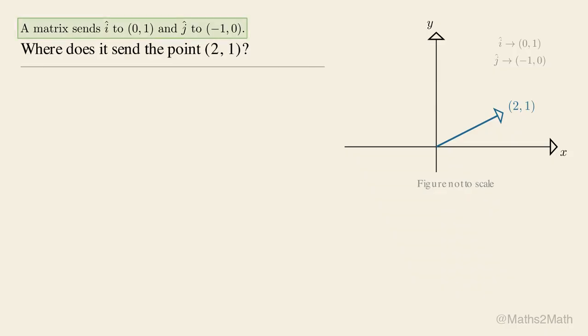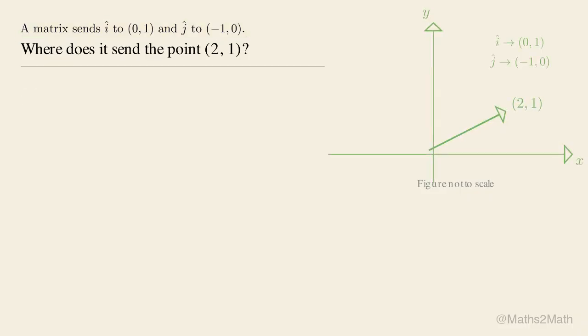Now let's look at an application of this concept. A matrix sends I hat to 0, 1 and j hat to -1, 0. Where does it send the point 2, 1? Read the given landing spots and picture them. I hat, which pointed right, now points straight up. J hat, which pointed up, now points left. Keep them on the side.